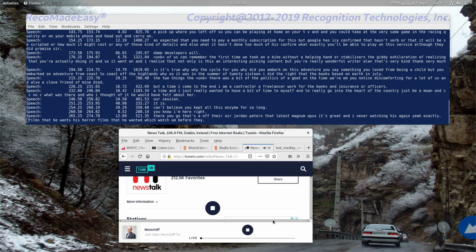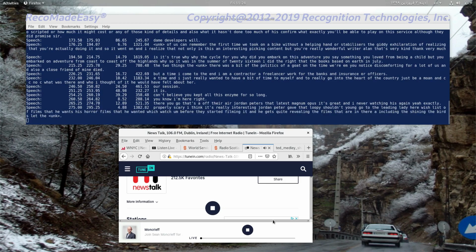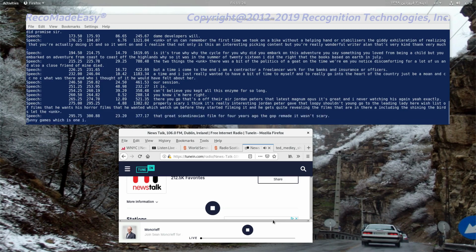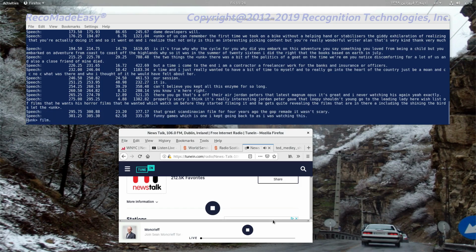I think it's quite revealing, the films that are in there, including The Shining, The Birds, Let the Right One In, that great Scandinavian film from a few years ago that got remade and wasn't as scary, and Funny Games, which is the one I kept going back to as I was watching this. Michael Haneke's film. Actually, there are two of them. He remade it in English as well and set it in the US.